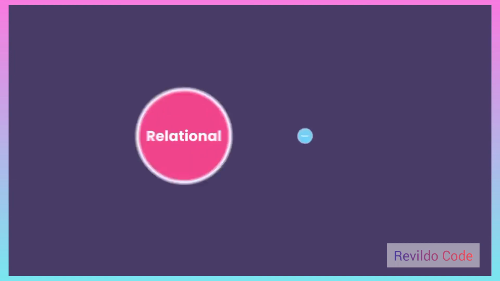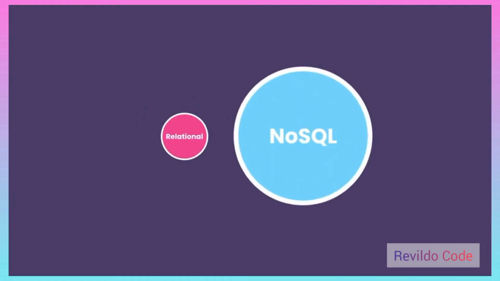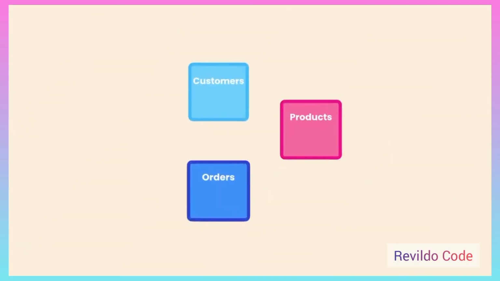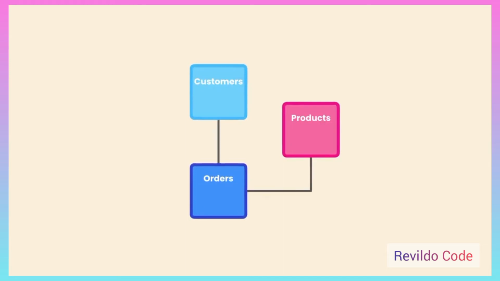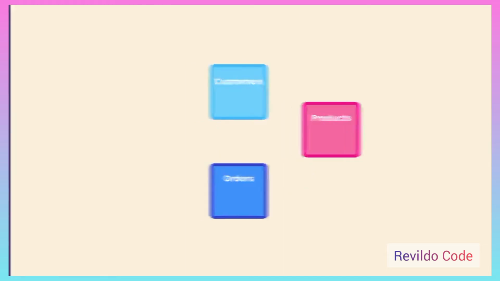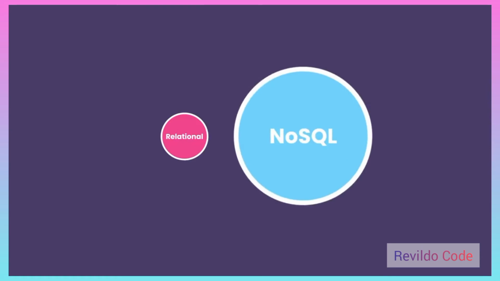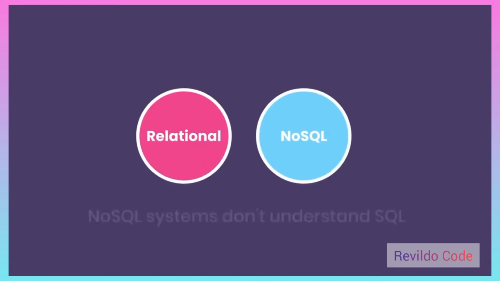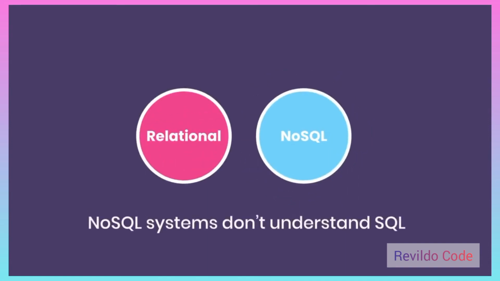All right, now back to this diagram. What about non-relational databases? In non-relational databases, we don't have tables or relationships. These databases are very different from relational databases, but that's a topic for an entirely different course. What you need to know is that non-relational database management systems don't understand SQL. They have their own query language. So we use SQL to work with relational database management systems.